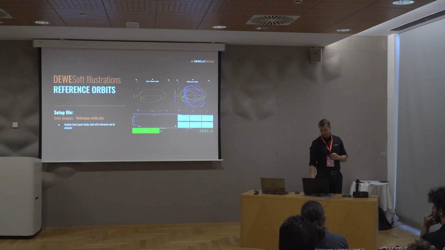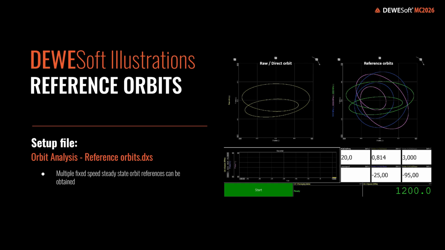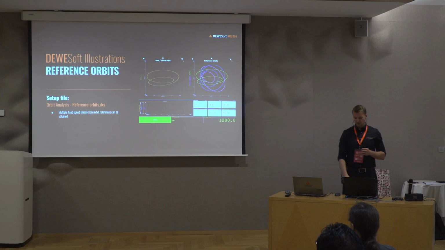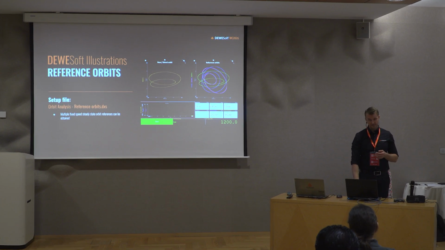We can also handle that, and you can also do reference orbits where you capture data at a certain state of the shaft, let's say at one speed in one operation mode, and then you can capture different modes in different speeds, and then you can overlay those and have them as references to your running mode to see if there are any important changes. It's always easier to do analysis if you have something to compare to.